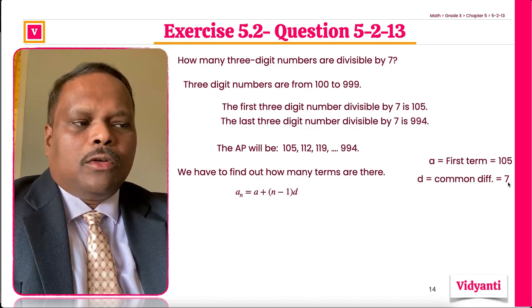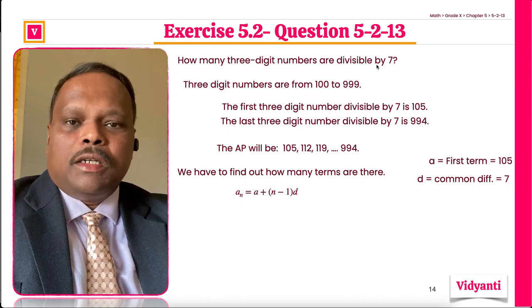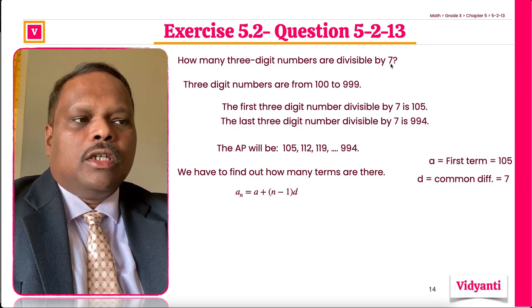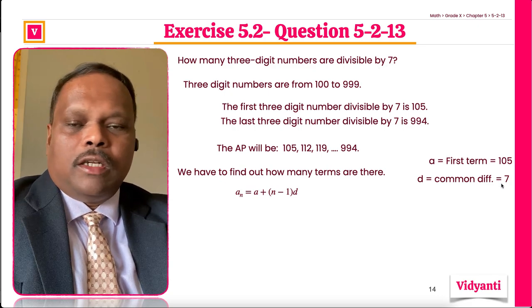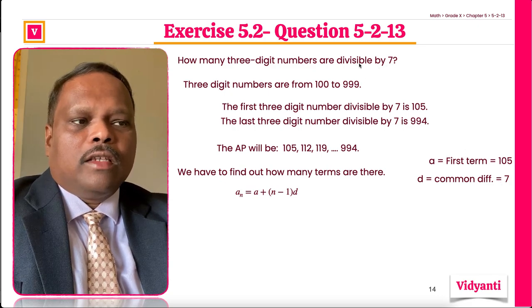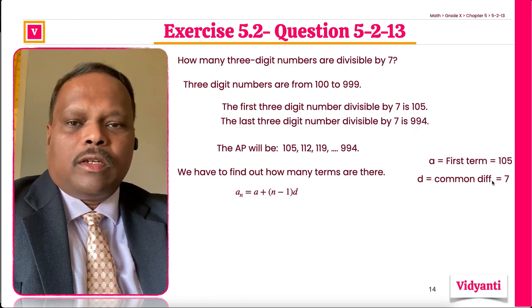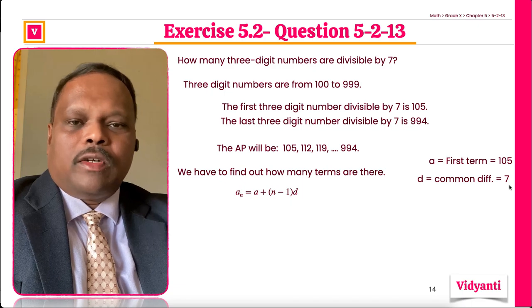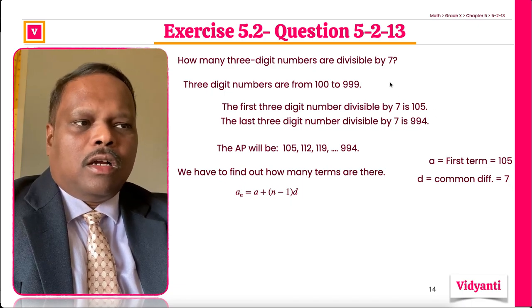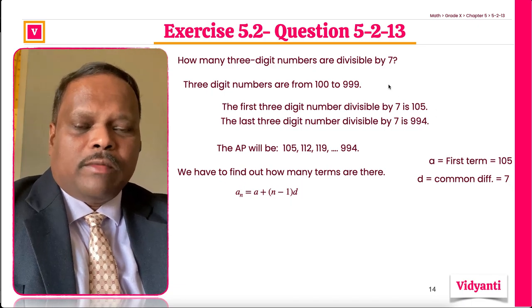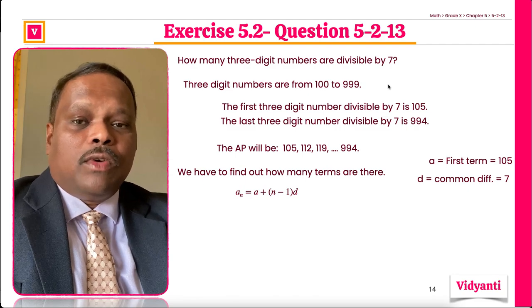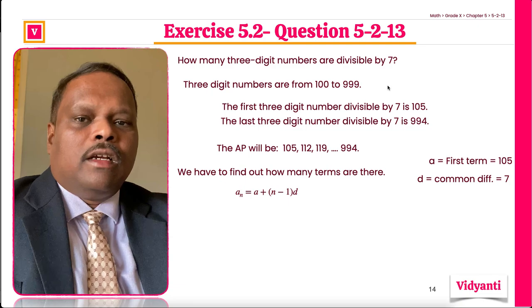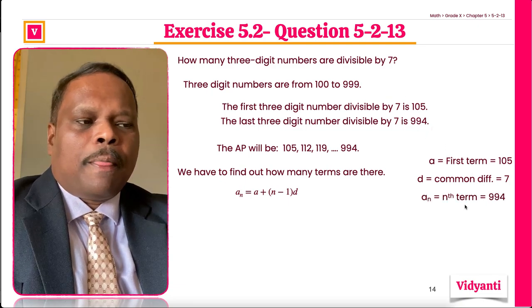Another way to cross-check is this. The common difference is 7. Why? Because we are interested in numbers divisible by 7. So the divisor and the common difference must match. If you have been asked divisible by 6, the common difference will automatically be 6. If divisible by 10, then the common difference will be 10, and so on. If you solve this question by yourself a couple of times, then you realize where the possible locations are where you can make a mistake. And this is a quick check.